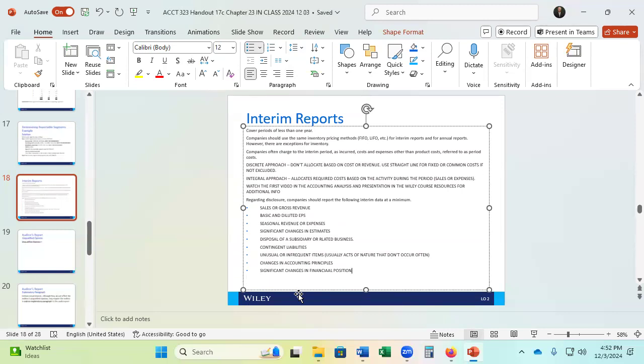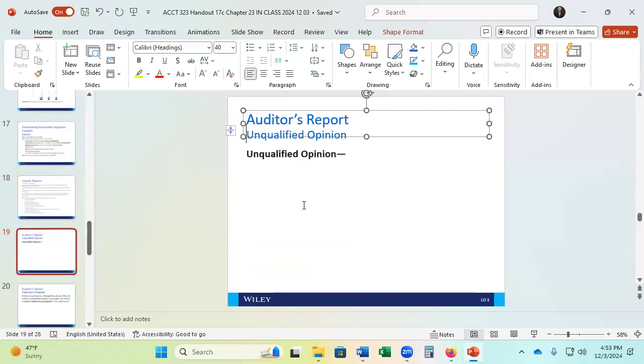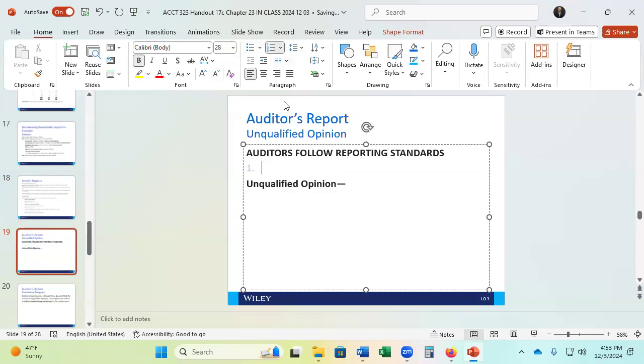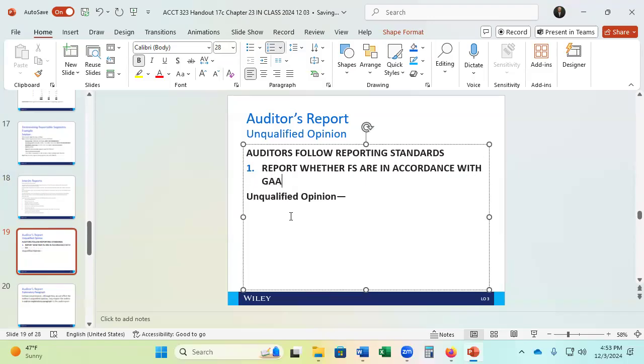Okay, so now we're moving on to not necessarily what is required of us, but what happens with an auditor. Auditors follow reporting standards. It used to just be kind of, we listed them here and moved on, but they have some things that they want you to know. One, that they have to report whether financial statements are in accordance with GAAP. So that is a requirement.